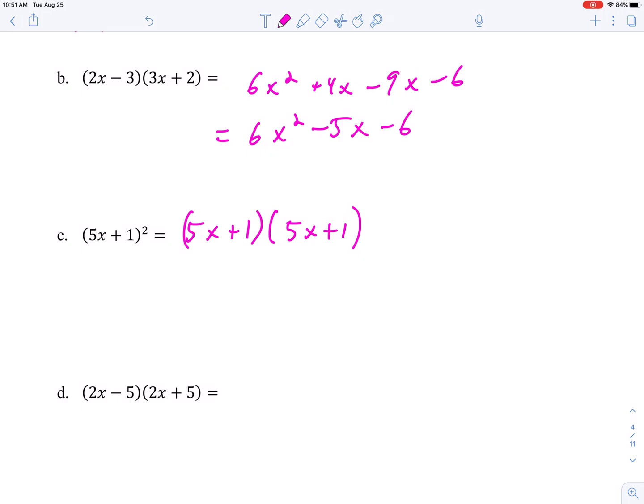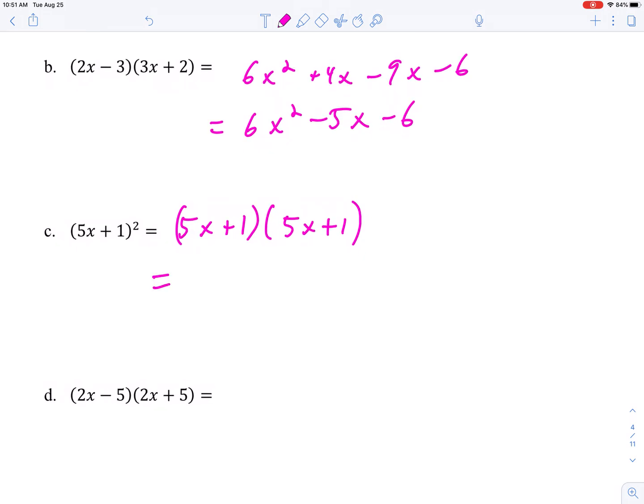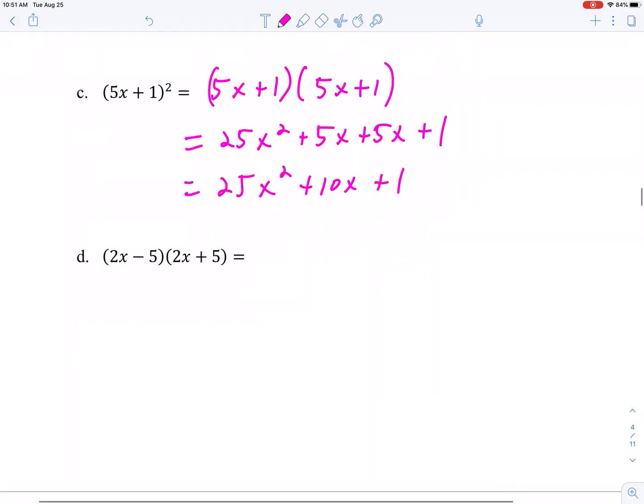Alright, so we FOIL again, right? First, outside, inside, last. So we'll get 25x squared plus 5x plus 5x plus 1. Combine your like terms, 25x squared plus 10x plus 1. Okay? Alright, so be careful. Don't fall for that trick.